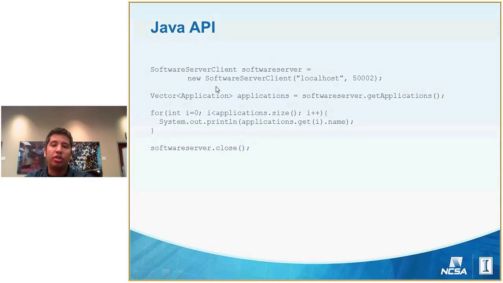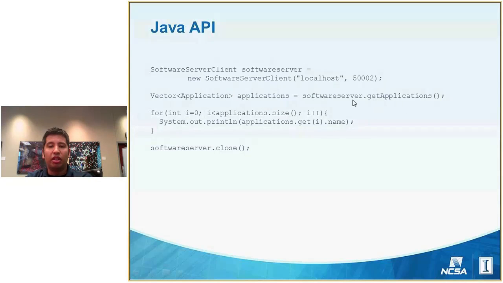So this is getting into the code part now. Basically what you would do is there's something called a software server client class. So you would declare one of those, and when you instantiate it, you would call it with this constructor that indicates what the host is, the IP address of the host or the name of the host, and what port on the host to connect to. And so that's all it takes to connect to the software server.